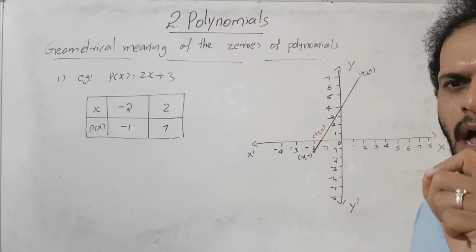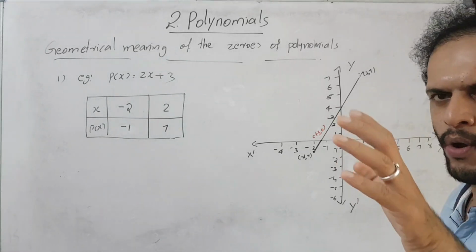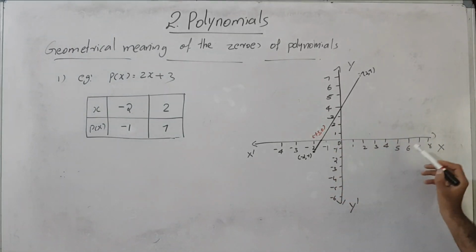-3 ആയിരിക്കും. If you draw the graph of a linear equation, or if you draw the graph of a polynomial, the graph is passing through the point 5.